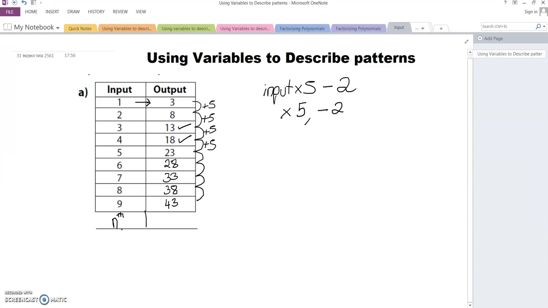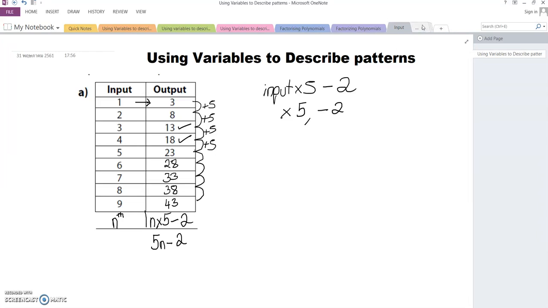If we have n, it is still the same. We have n multiplied by 5 minus 2. And there we go. We have described this input and output table using a variable. In other words, we can also write this more neatly. So n times 5, we can write it as 5n minus 2.